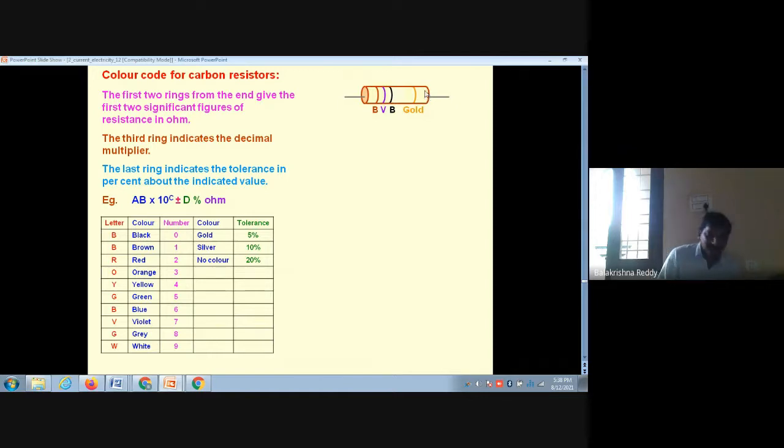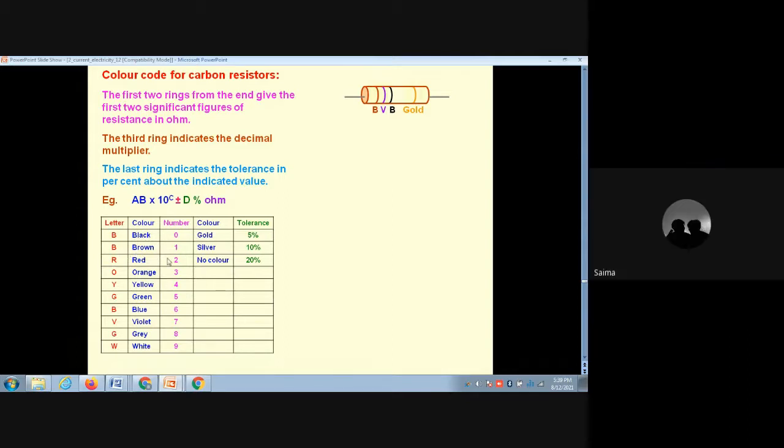Okay, sir. Then how do we find the value of resistance? For that purpose, we have to remember these values. This is the order everyone should follow. Now you can also see here: black, brown. For the black color, the number given is 0. Brown is 1. Red is 2. For brown, what number is given here? 1.